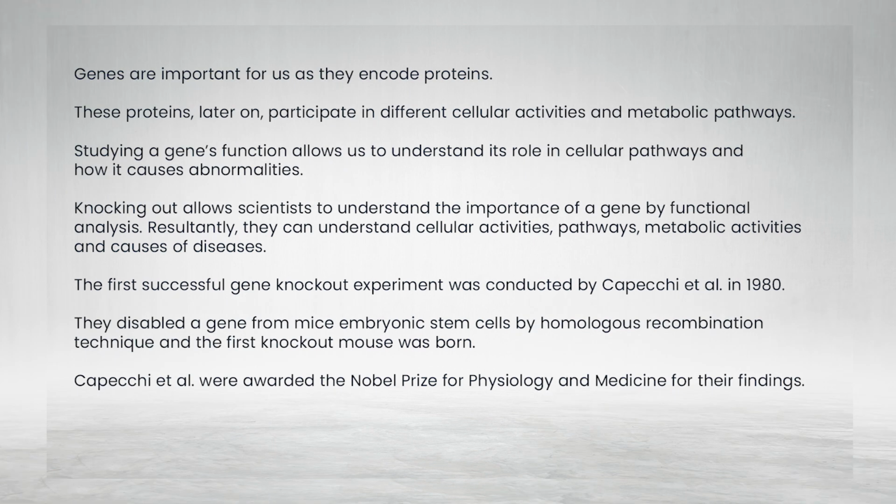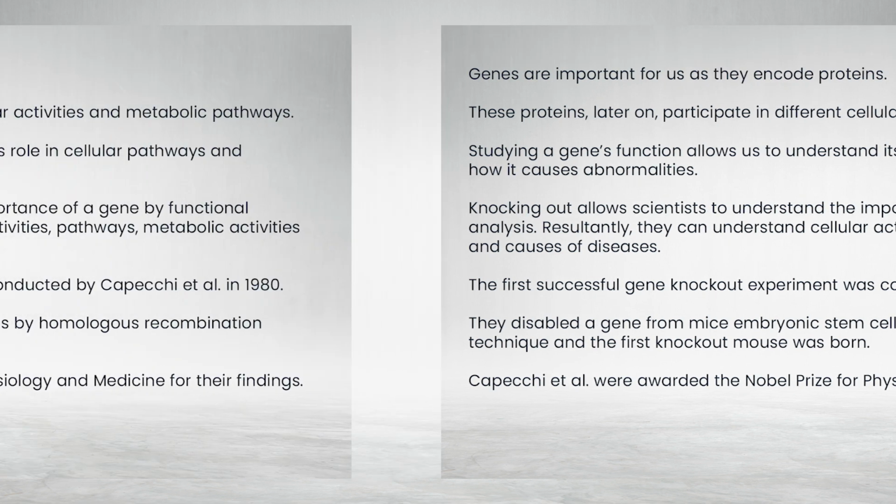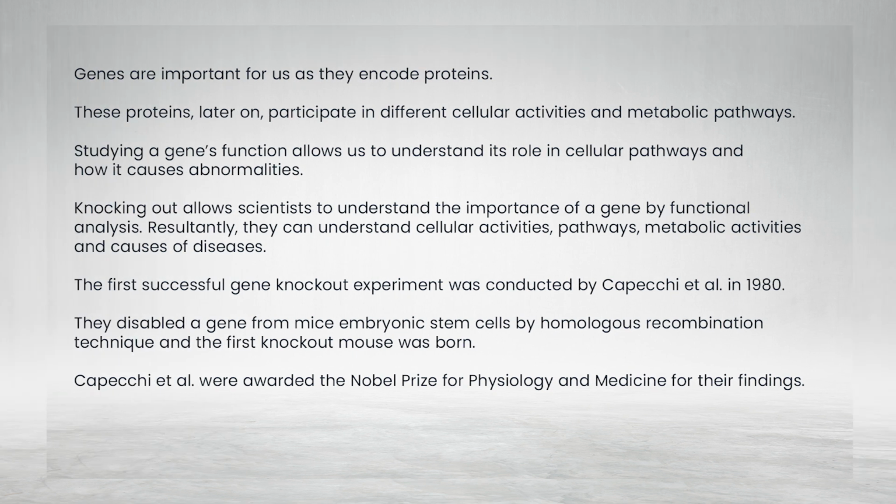The first successful gene knockout experiment was conducted by Capecchi et al. in 1980. Basically what they did was they disabled a gene from mouse embryonic stem cells by the process of homologous recombination technique, and the first knockout mouse was born. Capecchi et al. were awarded the Nobel Prize for Physiology and Medicine for their findings.